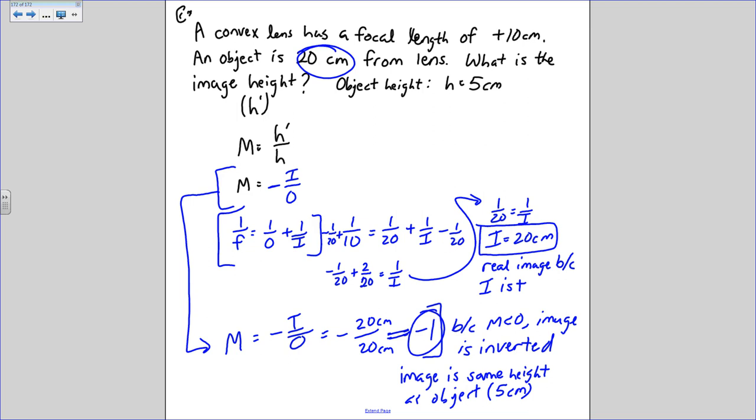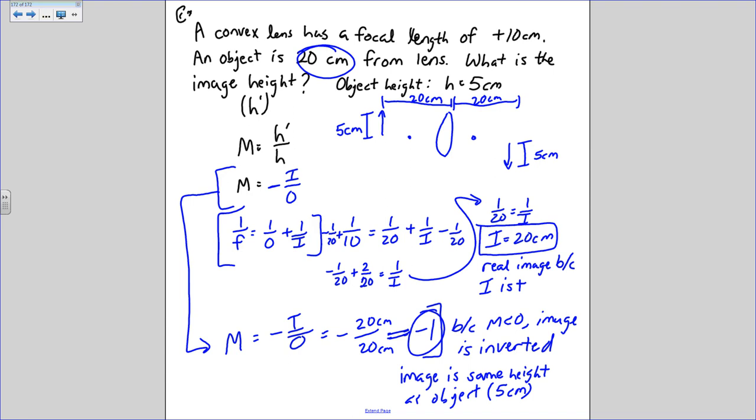So it looks something like this. I'd have my lens here. I'd have my object over here. It would be 5 centimeters tall. And my image would be over here, and it would also be 5 centimeters tall. This distance would be 20 centimeters, and this distance would also be 20 centimeters.